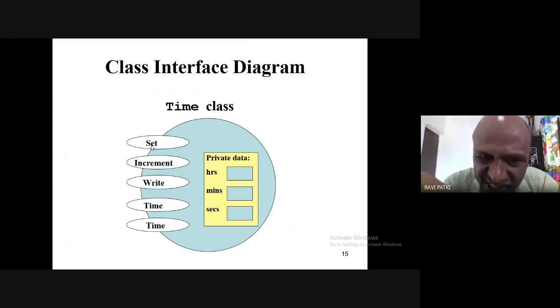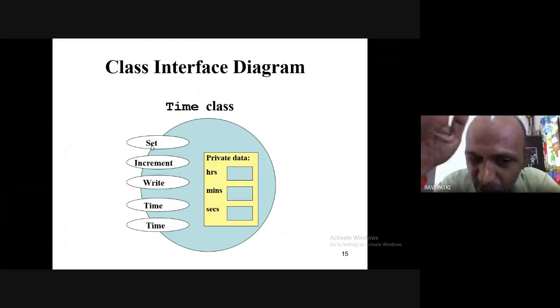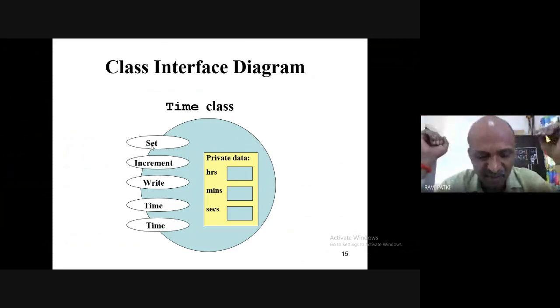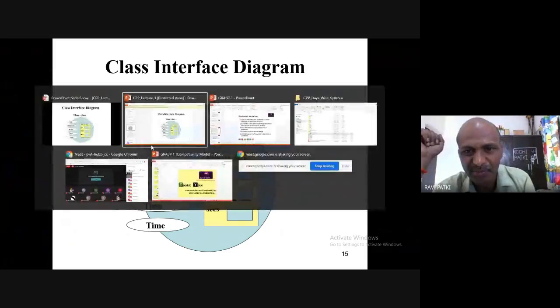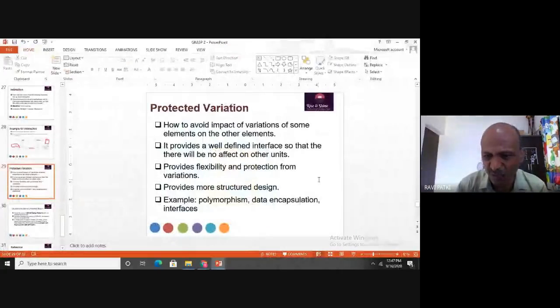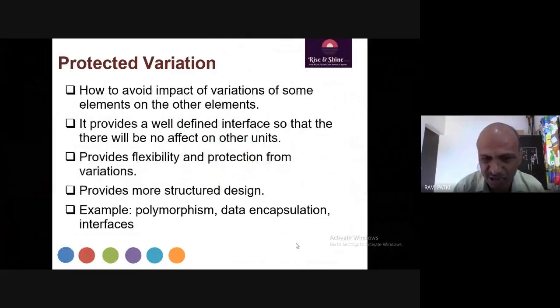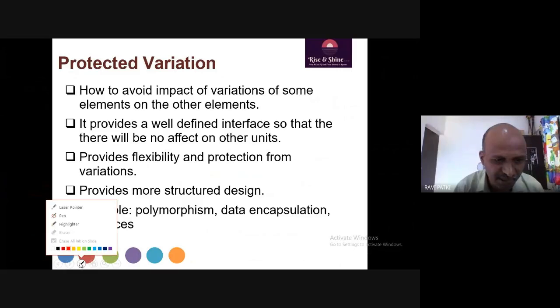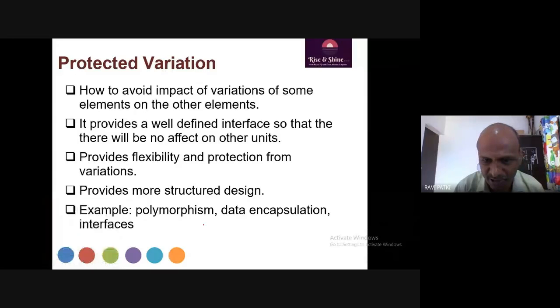So these set, increment, write, time methods are called protected variations, protected variations for my data. So data encapsulation, whatever I have shown you, is an example of protected variation.